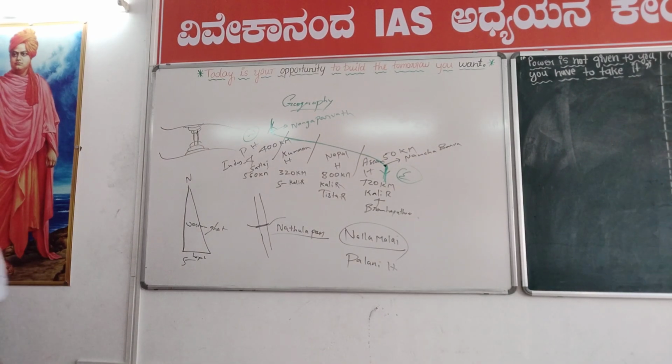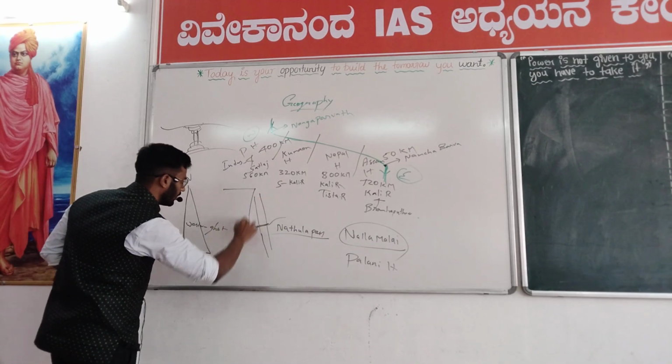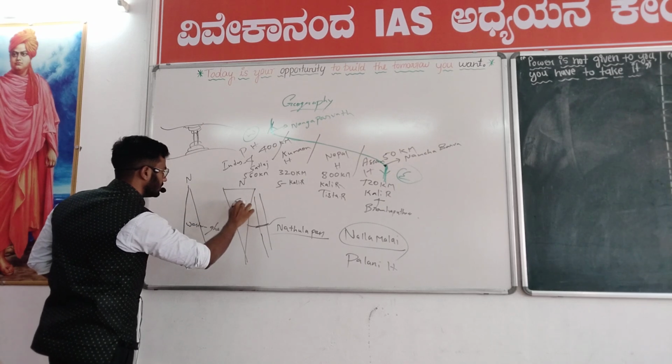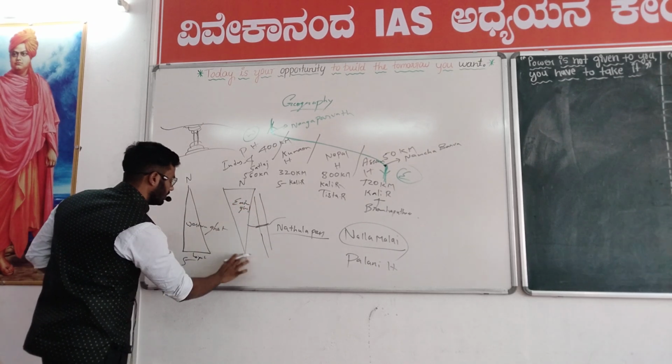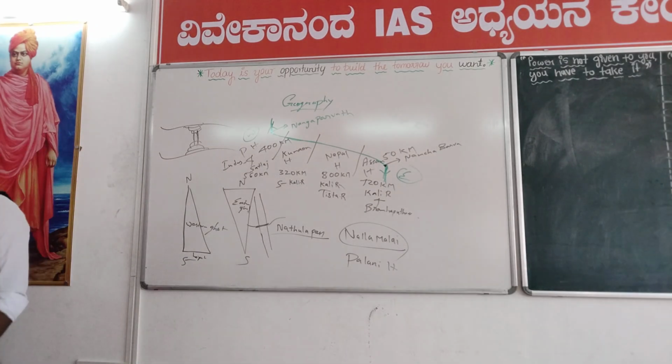Eastern Ghat, totally opposite. Northern side, more height. This is Eastern Ghat. Northern side is higher, and southern side is lesser. Eastern Ghat height increases from south to north. Means northern highest, southern lowest.